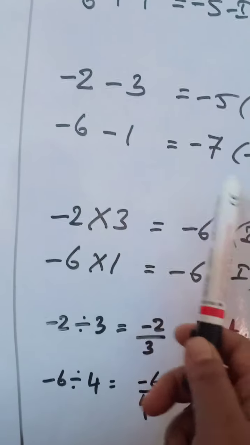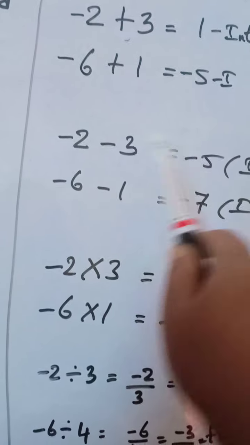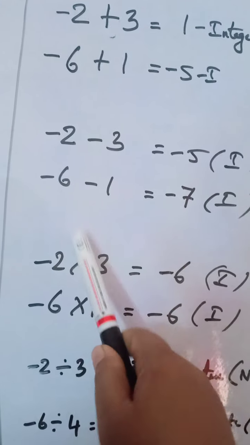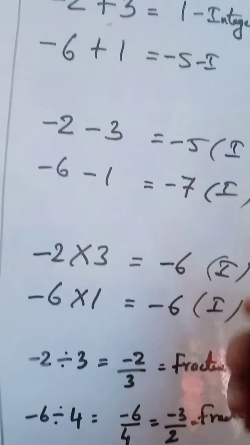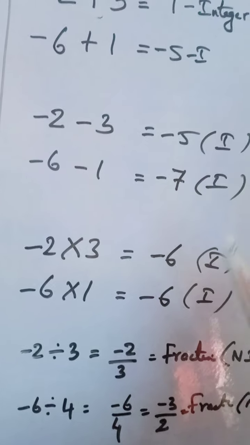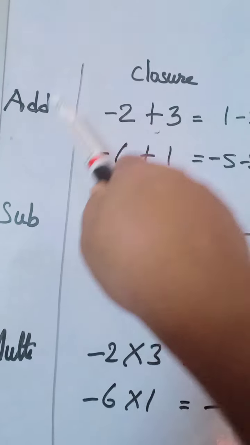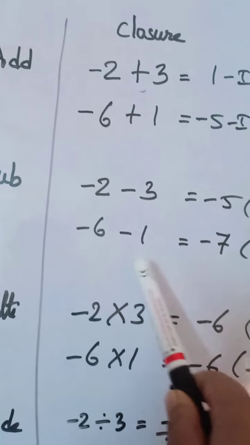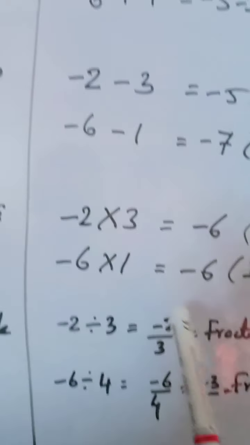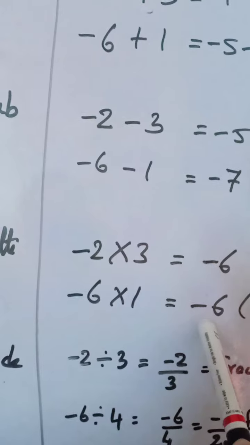So in this case you can say integers are closed under subtraction, because the answer is an integer here. If you are adding two integers, the answer must be an integer. If you are subtracting two integers, the answer must be an integer. If you are multiplying two integers, the answer must be an integer. So you can say integers are closed under addition, integers are closed under subtraction, and even in multiplication you got the answer as an integer, so integers are closed under multiplication.